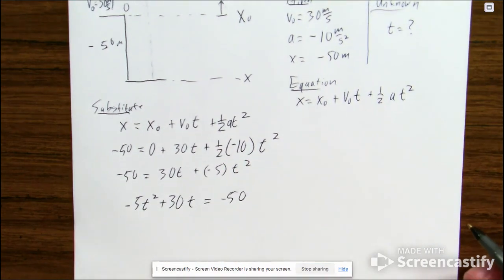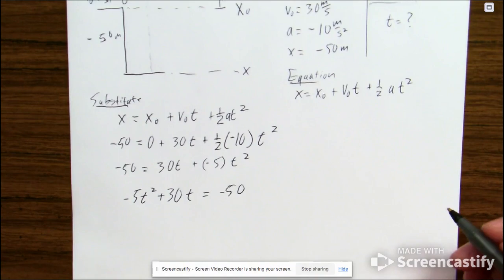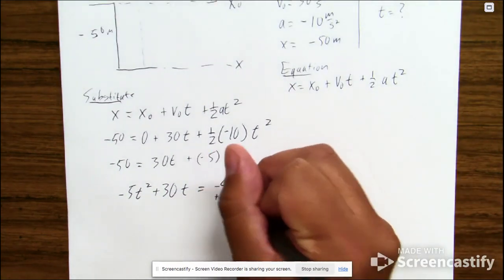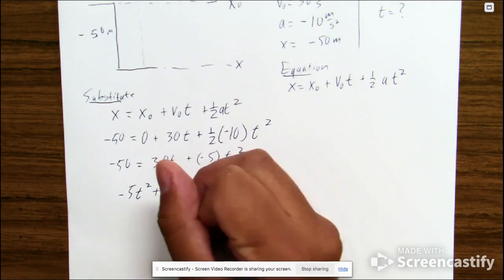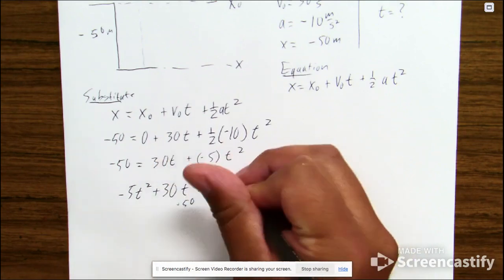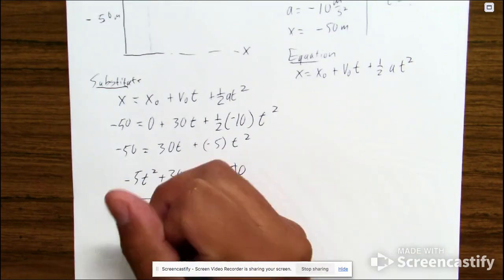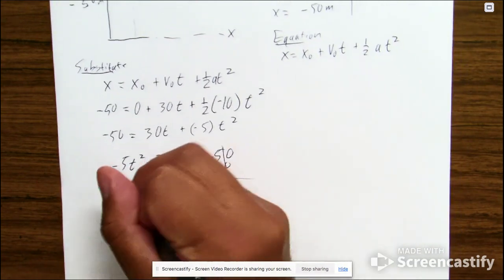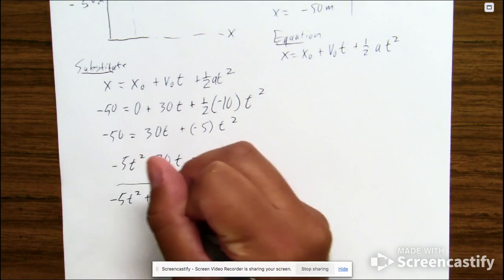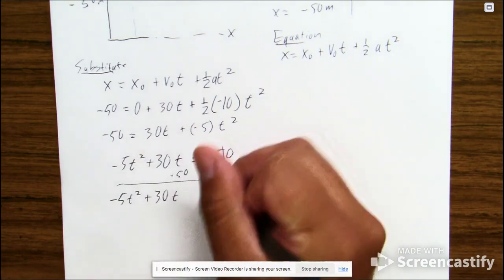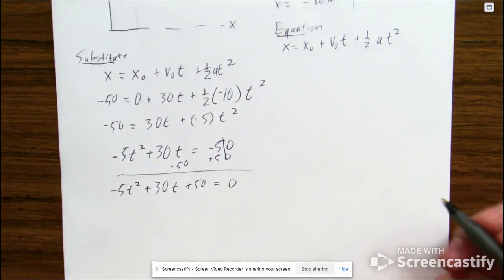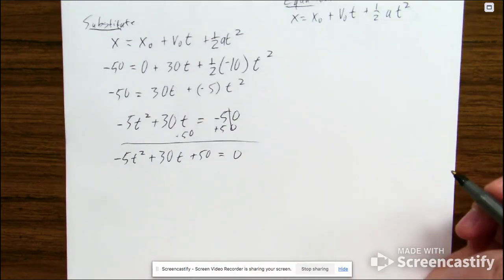All right. And it's starting to look a little bit more like something you can use. So the next thing I'm going to do is add 50 on both sides. What I do on one side, I've got to do to the other. This goes away and becomes 0. So what we end up with is -5t squared plus 30t plus 50 is equal to 0. Now we're looking like something that we can solve.